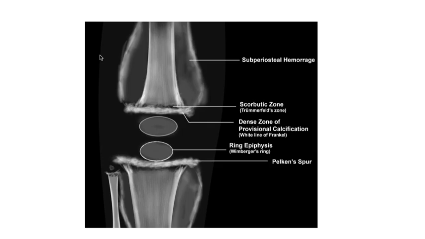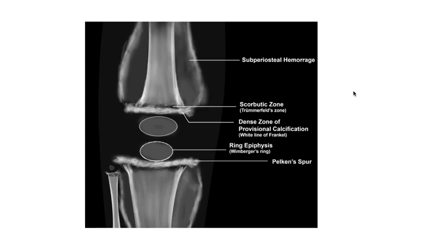So this is an X-ray of advanced scurvy where you can see all the classical features which were shown in the previous X-ray as well. But you can also appreciate the subperiosteal hemorrhage, right? This is subperiosteal hemorrhage.